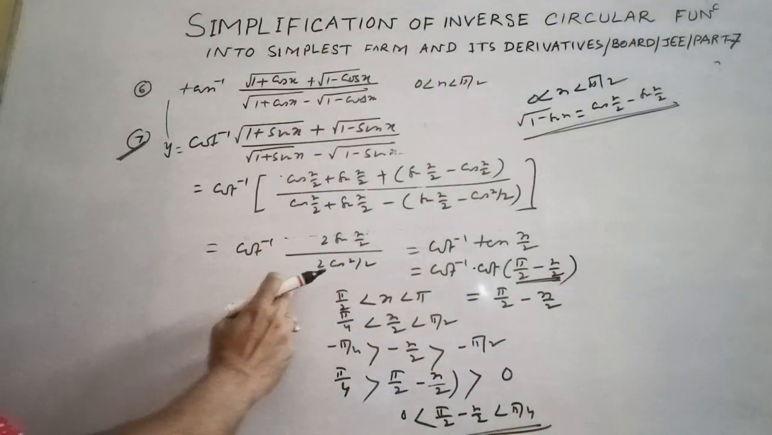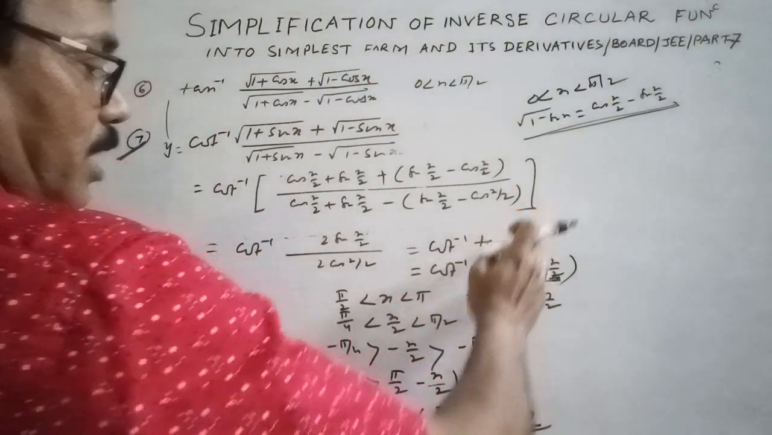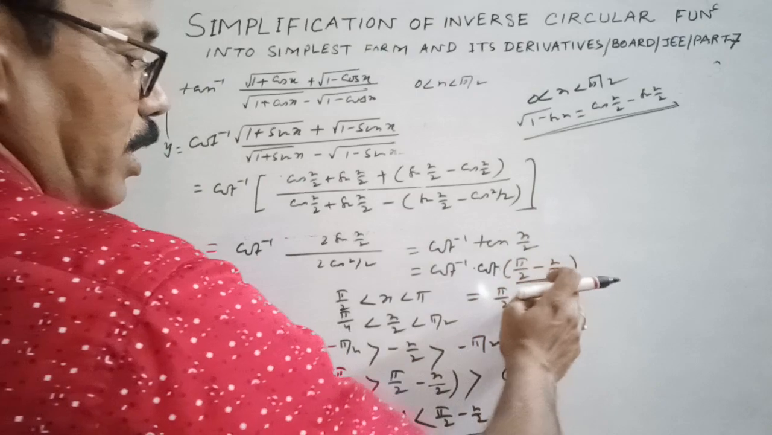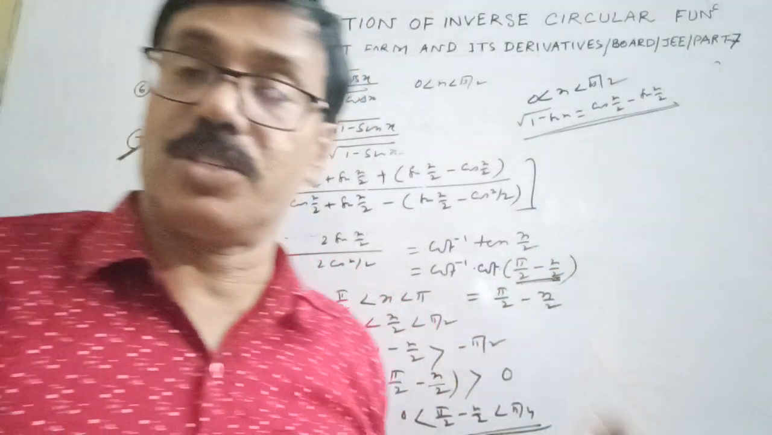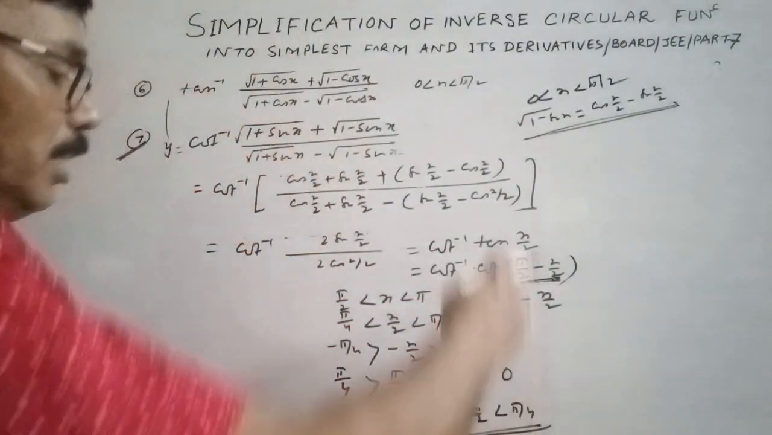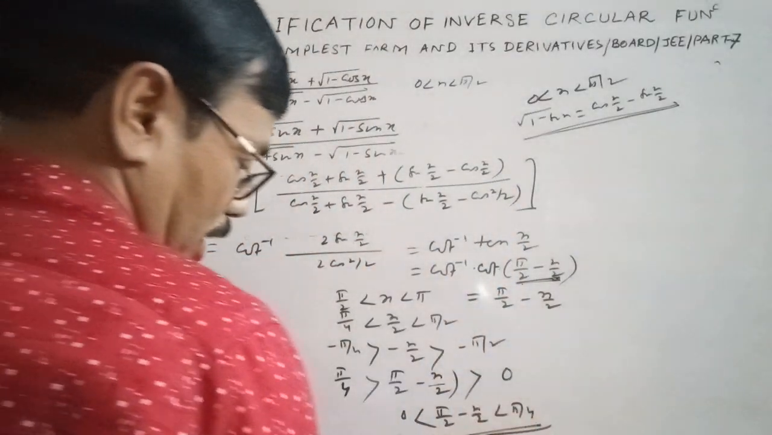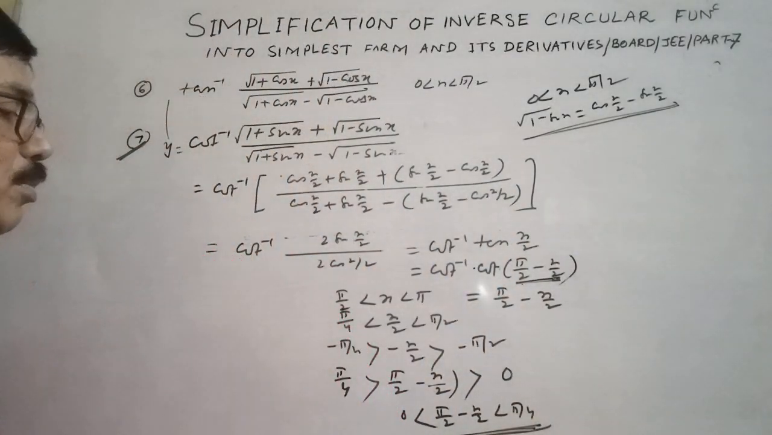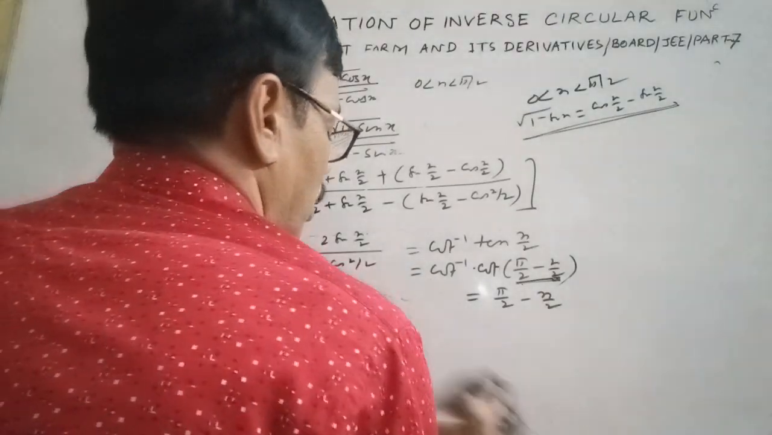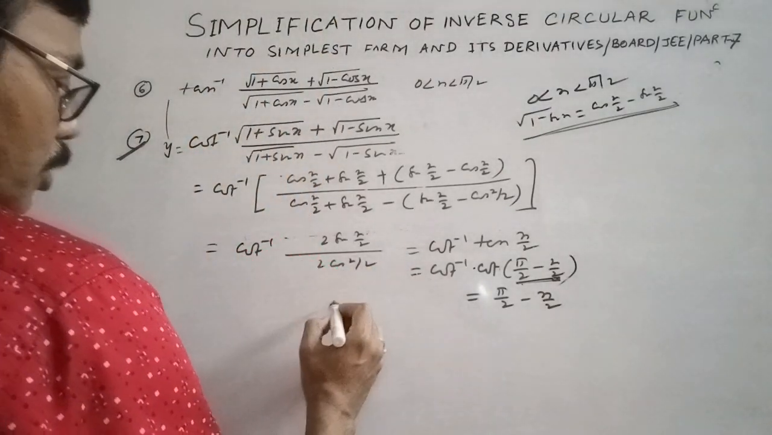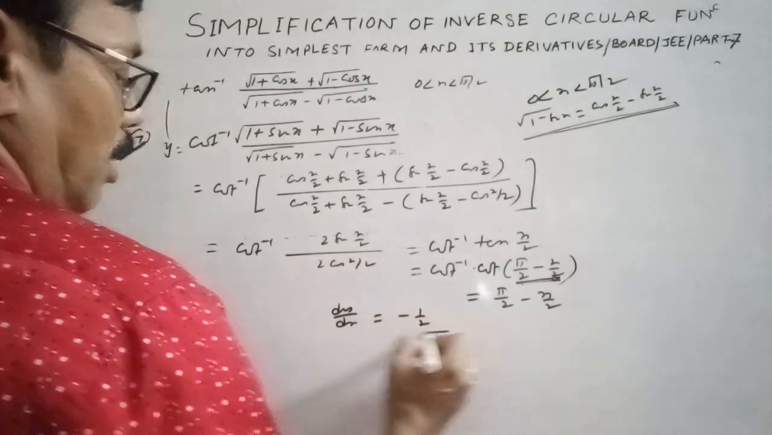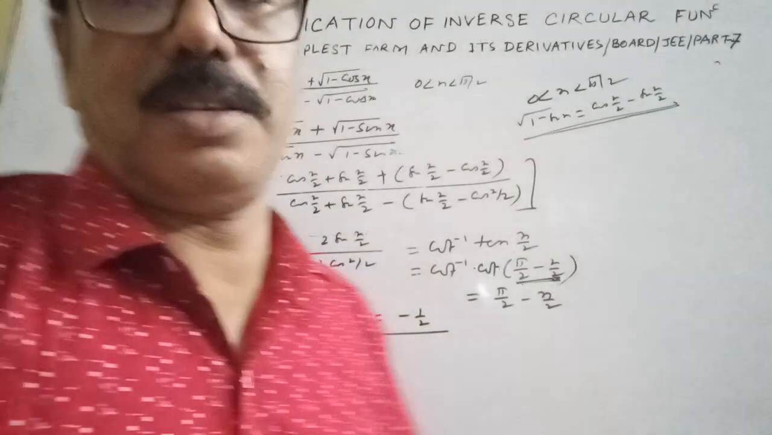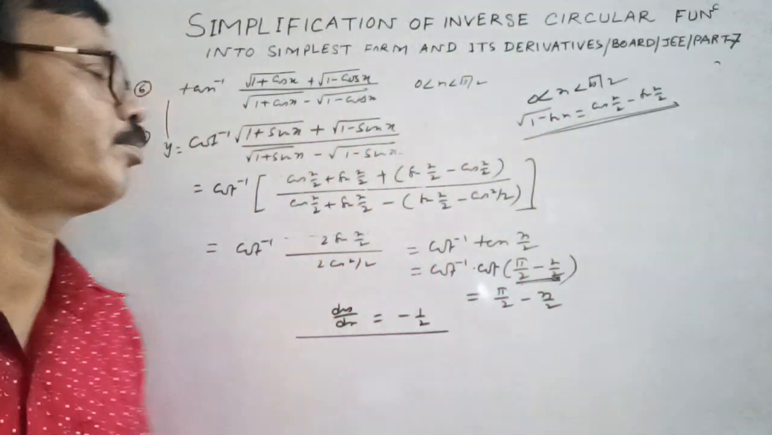So using this concept, this is cot inverse of tan x, so cot inverse of tan (pi/2 minus x/2). Now you verify whether this argument belongs to the principal value within the said restriction. So it is within the principal value. So what is the simplified form? Pi/2 minus x/2. So if you perform the derivative, this is minus half.